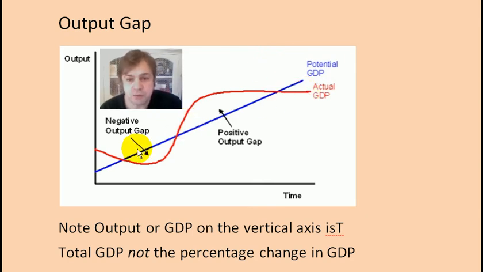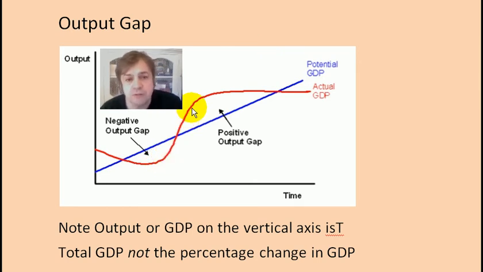Now, what is potential GDP? Well, this blue line indicates the normal rate of growth of the UK economy. It's around about 2.5% normally. And as you can see, the actual growth rates drop below potential. That's when we're off the production possibility frontier, and they can actually exceed the potential.